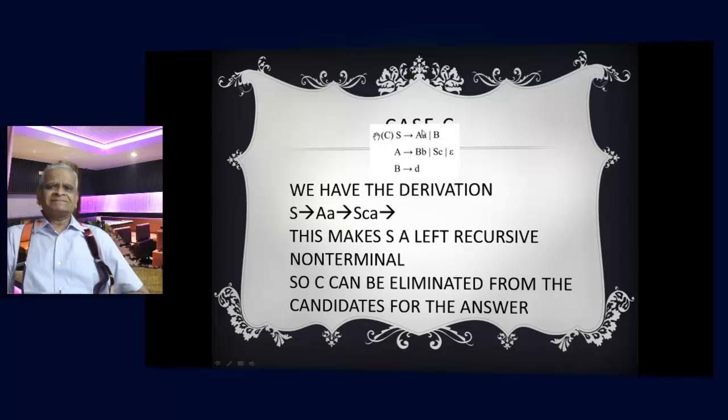Let us come to consider case C. Here is case C. Again, this is a context-free grammar. Now, S occurs on the left-hand side, S occurs on the right-hand side as the first symbol of the right part. Let us see, from S I can come to S. From this S I can come to A. From this A I can come to S. So S occurs here, S occurs here. S is on the left-hand side, and is the first symbol on the right-hand side. So S is a left recursive non-terminal. So case C can be eliminated as being a candidate for the answer.